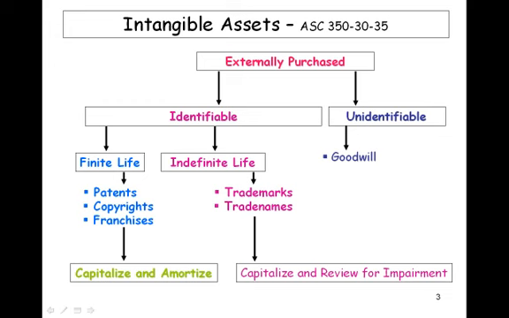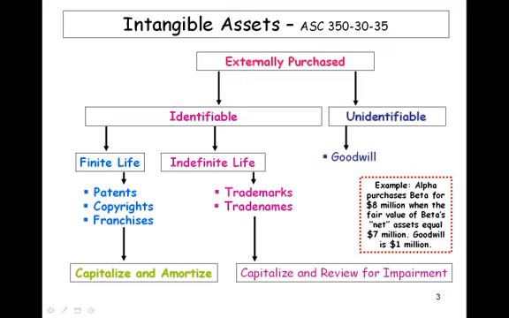An unidentifiable intangible is goodwill. Goodwill is created only when one company purchases another company, and that means the entire company, including all subsidiaries. This is called a business combination. Look at this example. Goodwill is the excess of the $8 million purchase price over the $7 million fair value of Beta's net assets. Net assets are equal to total assets minus total liabilities. Goodwill is also capitalized and reviewed for impairment.